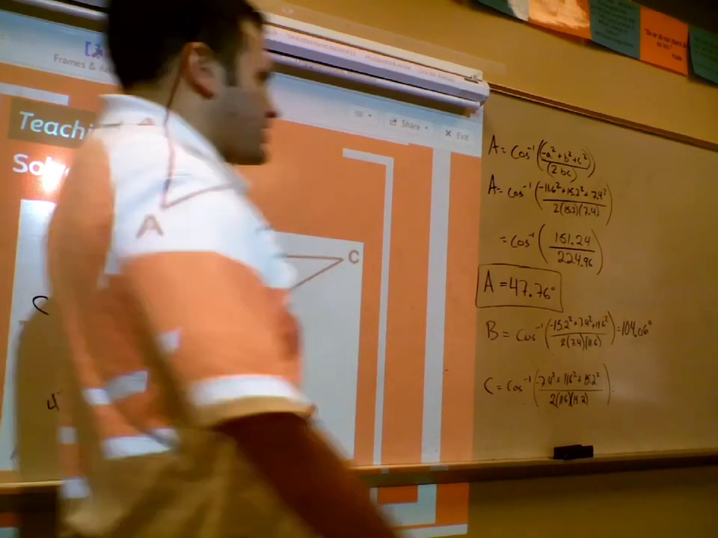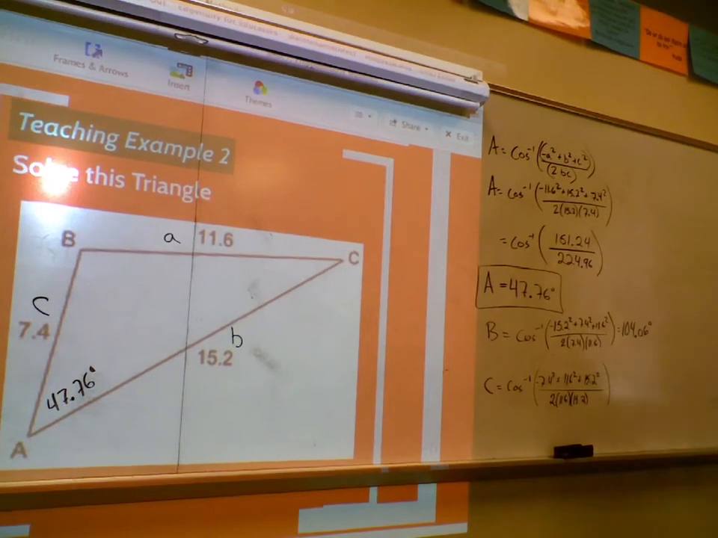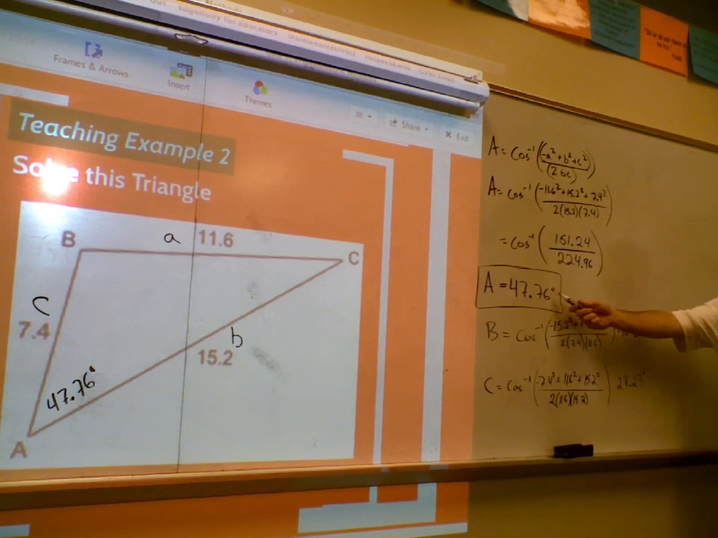Alright, so what'd you get for big C? I don't know if I got it right. I got 28.23. Okay, well, there's an easy way to see if we're right. What should all these add to? 180. 180, so check. 47.76 plus 104.06 plus 28.23.